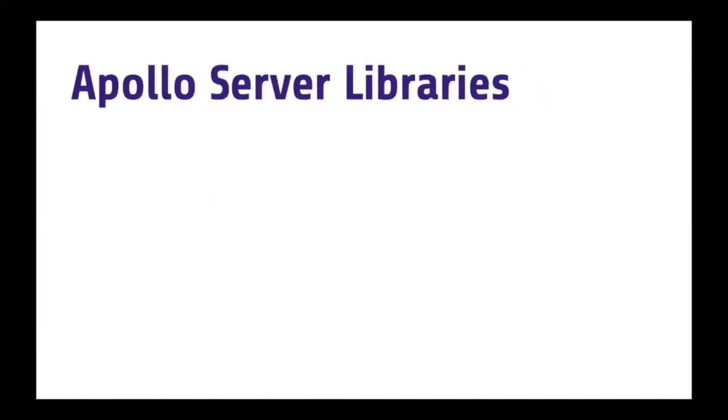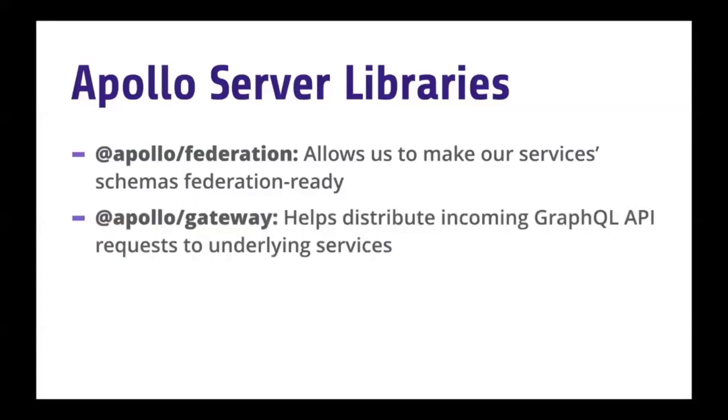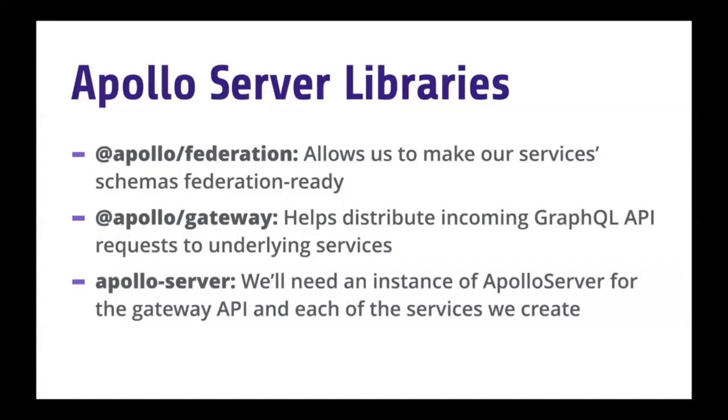Okay, so to create a federated data graph, we're going to need to make use of some additional Apollo libraries. First of all, we're going to need the Apollo Federation library, which allows us to make our services' schemas Federation ready. We're also going to need the Apollo Gateway library, which is going to help distribute incoming GraphQL API requests to the underlying services. And lastly, we're still going to need Apollo Server because we're going to need an instance of Apollo Server for the Gateway API and each of the implementing services we create.